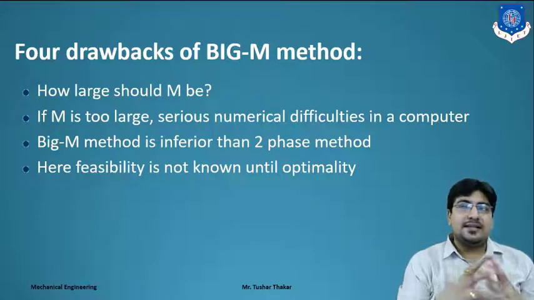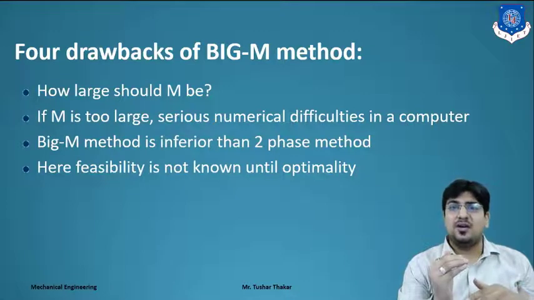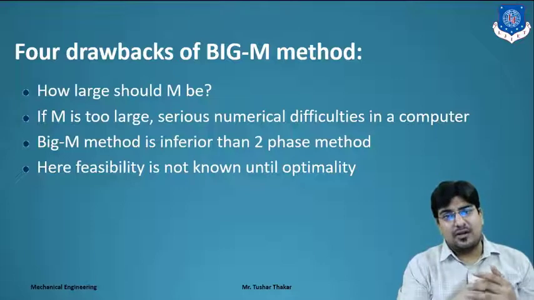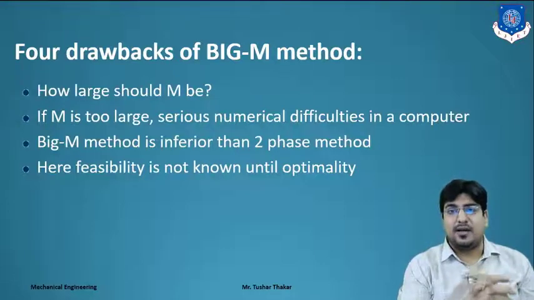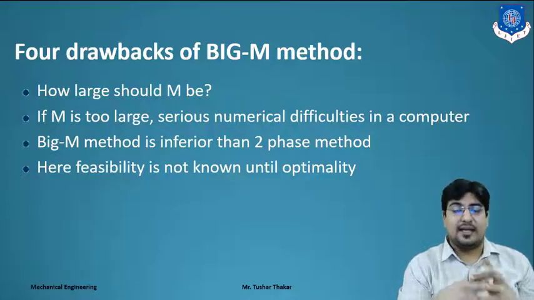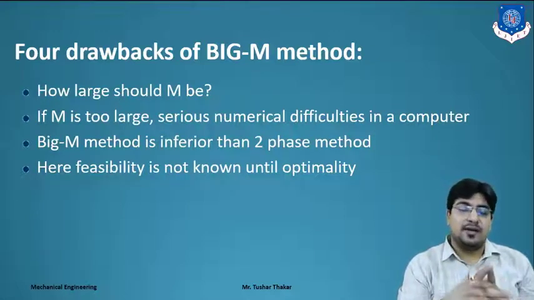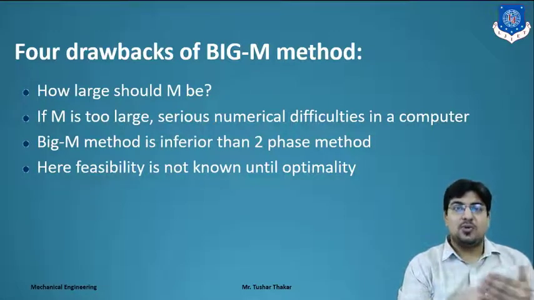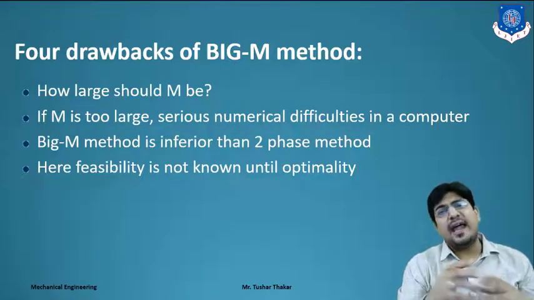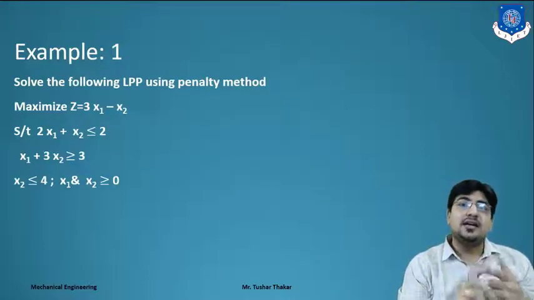So this is the basic theory of the big M method: how we solve an LPP which has a greater or equal to sign, by introducing a big M, an artificial variable and a surplus variable, and solving by the simplex method. That's why we know it as a modified simplex method, the big M method. In the next lecture we will solve a problem using the big M method.